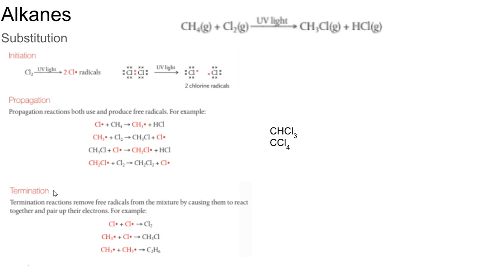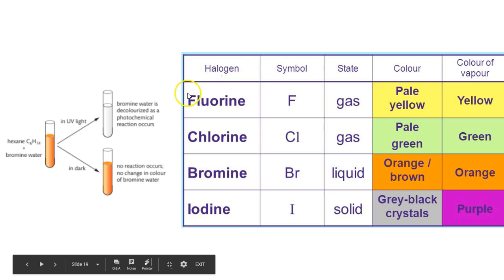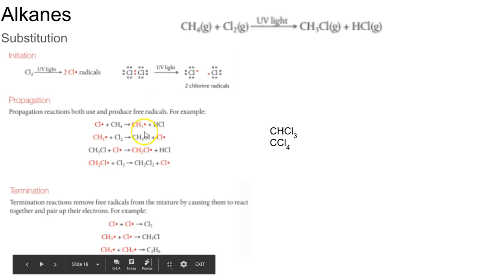In summary, alkanes go through three types of reactions. We have combustion, which uses heat to make carbon dioxide and water. We have incomplete combustion, which uses heat and limited oxygen to make carbon monoxide and water. And we have substitution. For substitution, you do need to know these three steps, and you do need to be able to draw out the mechanism of how this happens.